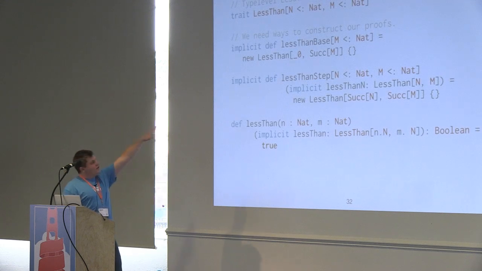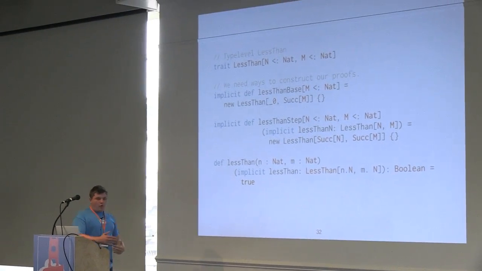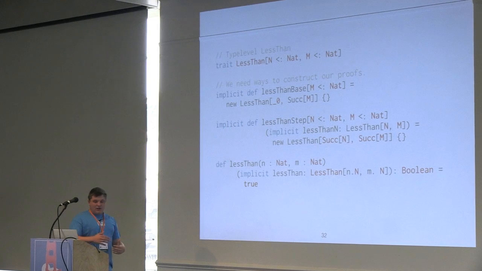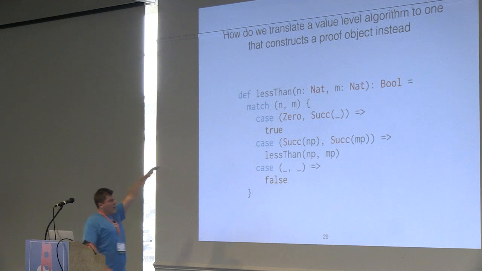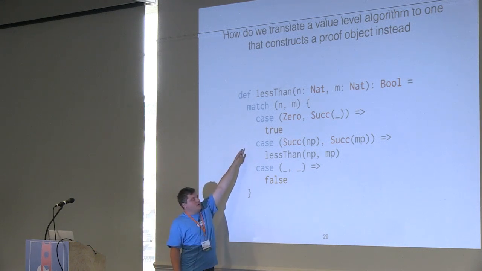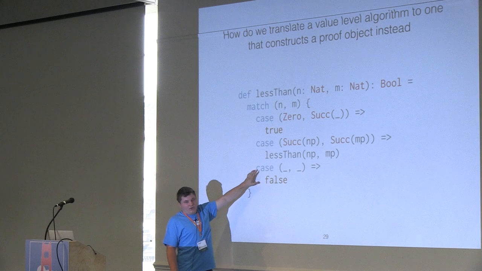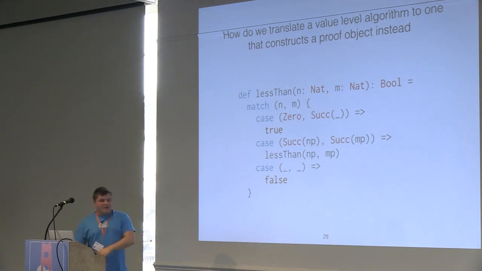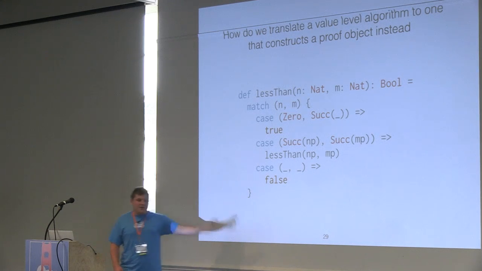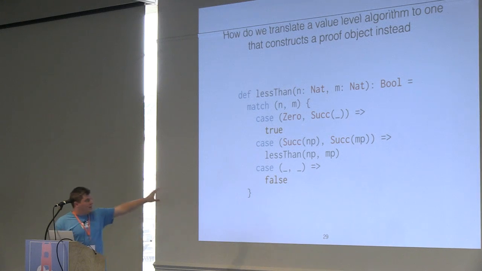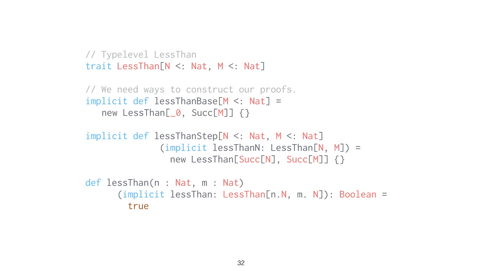So we have the trait up top that we just looked at, just to keep it in scope. And you can see that in the value level algorithm, and I'm going to step back to that for a second, we have 3 cases, right? We have the base case up here where we terminate. We have the recursive case here, and then we have the fall through. So the cool thing is the fall through disappears, because the failure is that there is no implicit, right? We can't provide you a proof. So we eliminate the fall through, and then we just take these 2 cases and mechanically translate them into implicits.